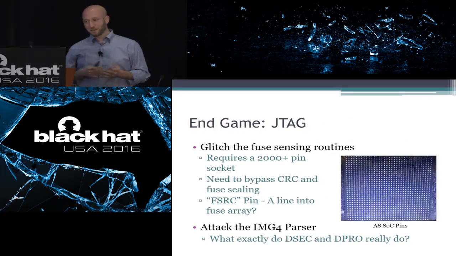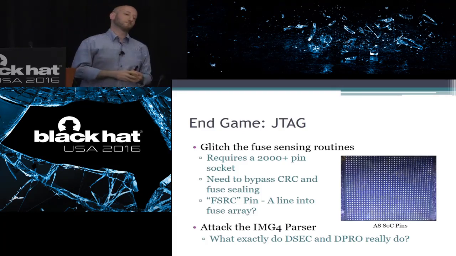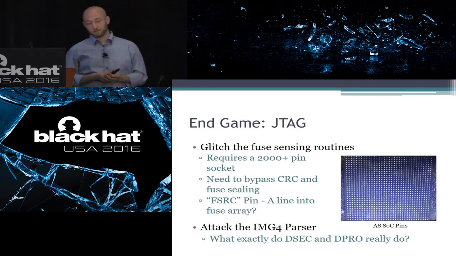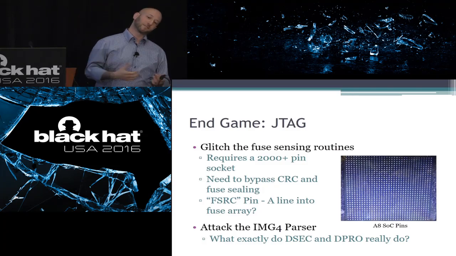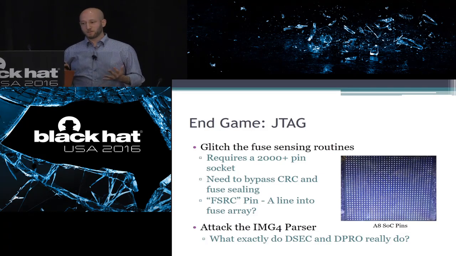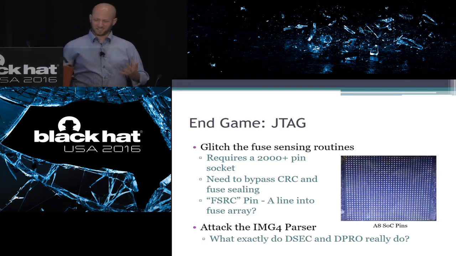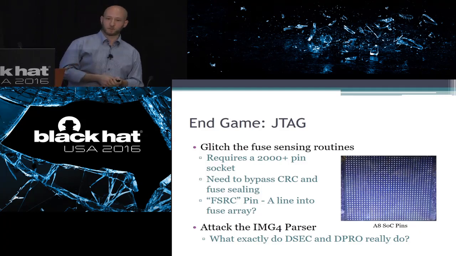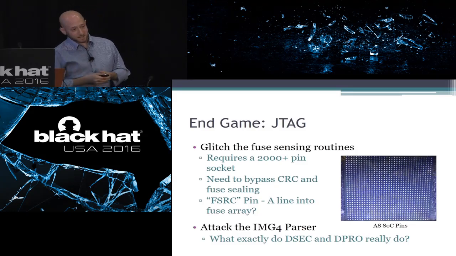JTAG. So how would we necessarily get to JTAG? Well, you could say get a really big socket and start hitting the fuse array. How would we do that? Well, there's a really interesting pin that can be found called the fuse source pin. I'm not 100% sure of the reason for it, but it seems to run right into the fuse array. Though, if you're trying this, you would need to deal with the CRC on the fuses, as well as this thing called fuse sealing. Now, if you want to go a little bit easier, attack the image firmware parser. Now, my question for the Apple people here, what exactly do dsec and dpro do?